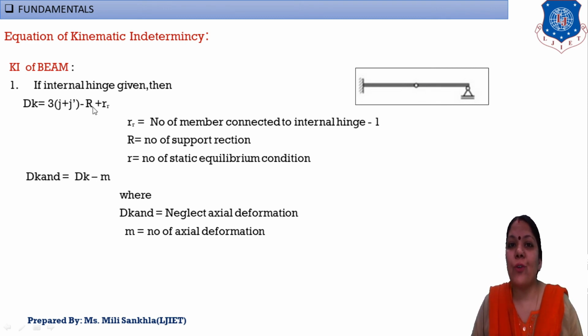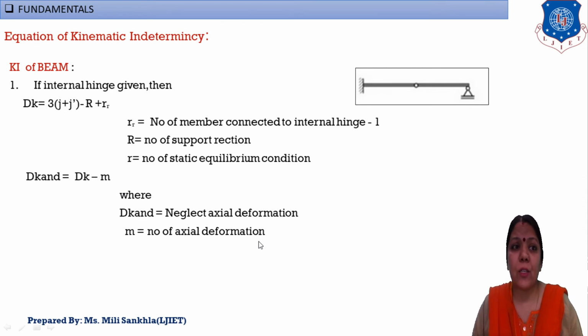Second, capital R is equal to number of support reactions. J is equal to number of joints, 1, 2. And j dash is equal to number of internal hinges. Here j dash is given as 1. Now dk NAD is equal to dk minus m. Dk we already found, and m is equal to number of axial deformations. That is for beam. For different types of structure, m will change.